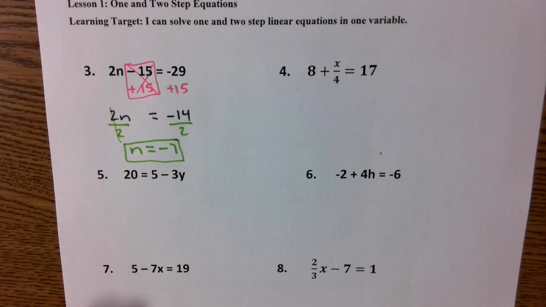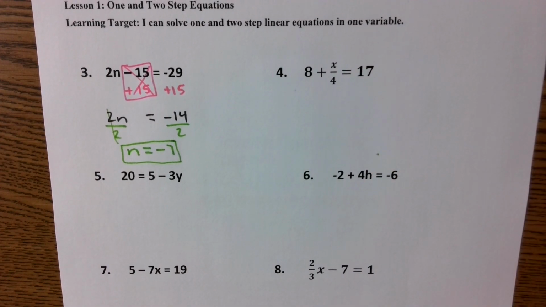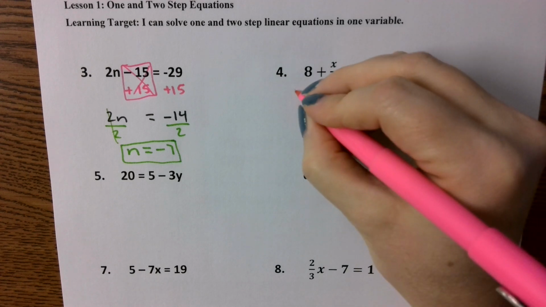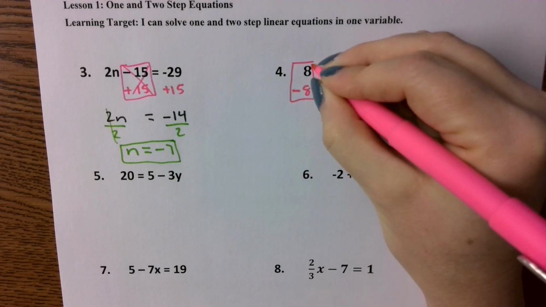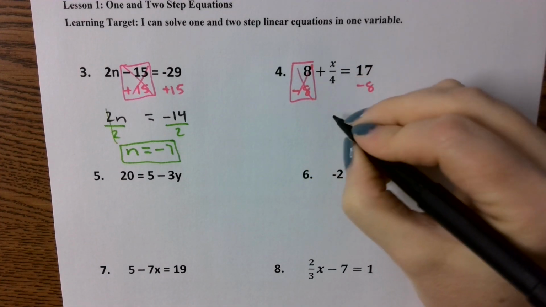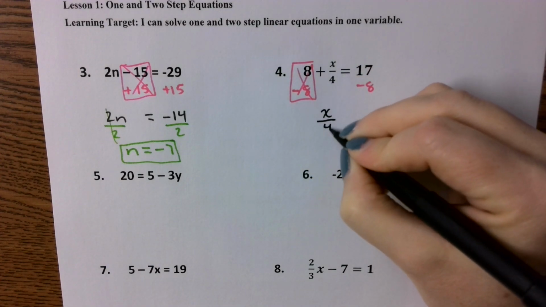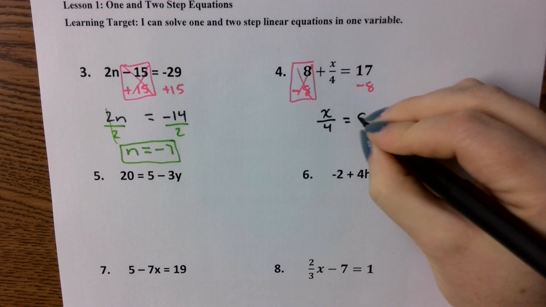All right. Problem number 4. What's the first step? Tanner. Subtract 8. So we're going to subtract 8 from both sides. Okay, subtracting 8 from both sides. All right, that leaves us with a positive x over 4. And then 17 minus the 8 is going to give us a 9.